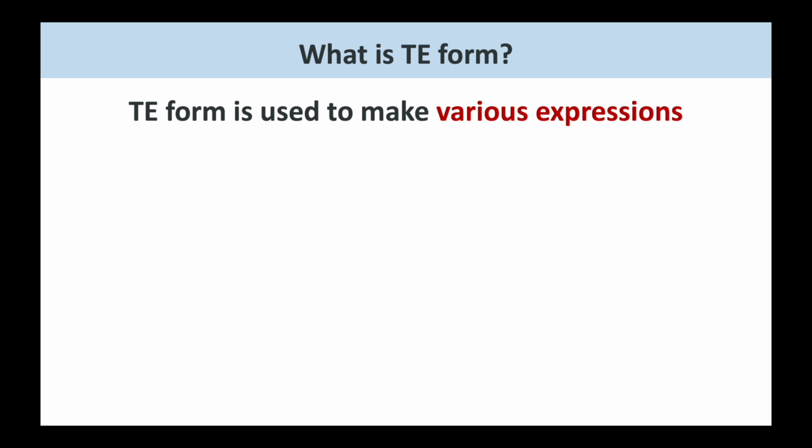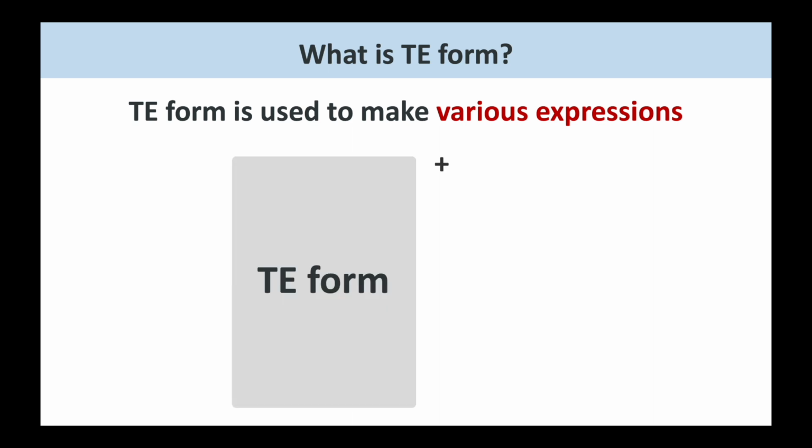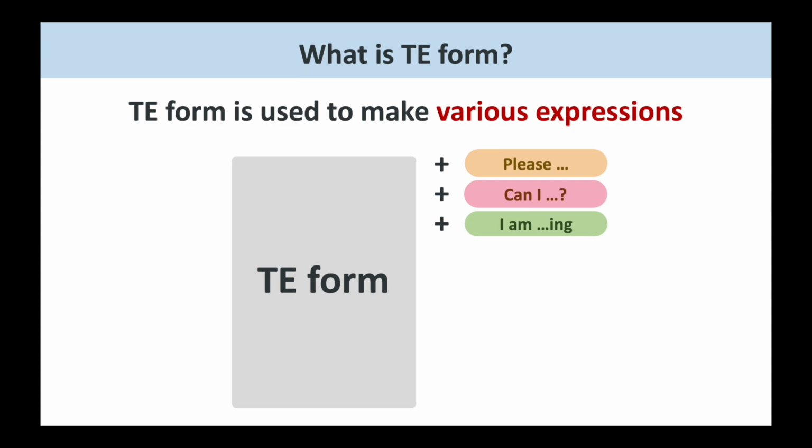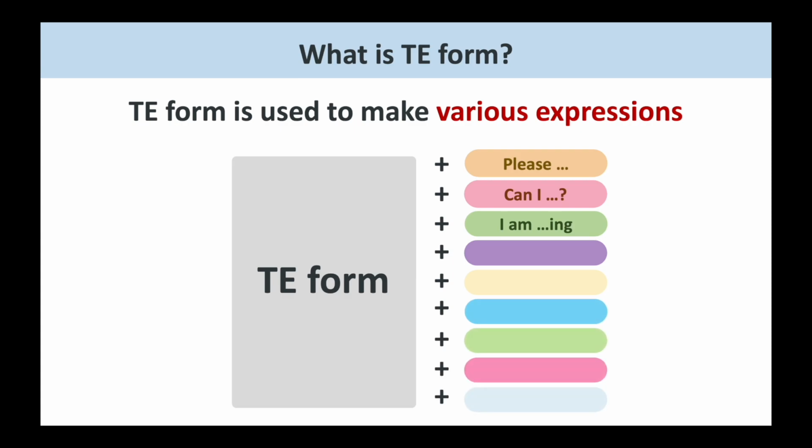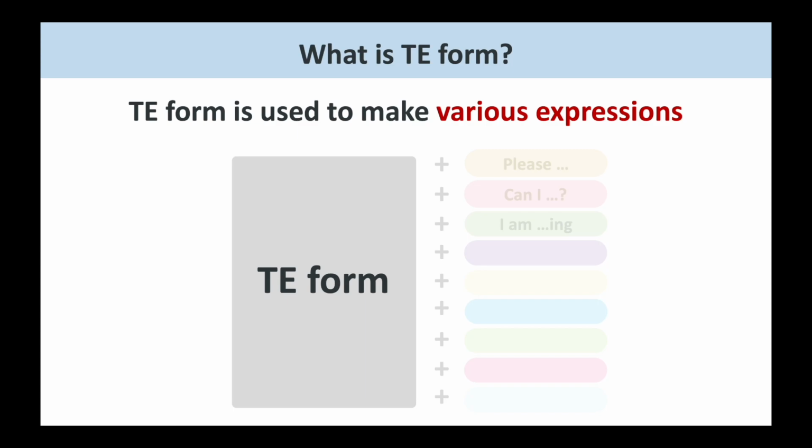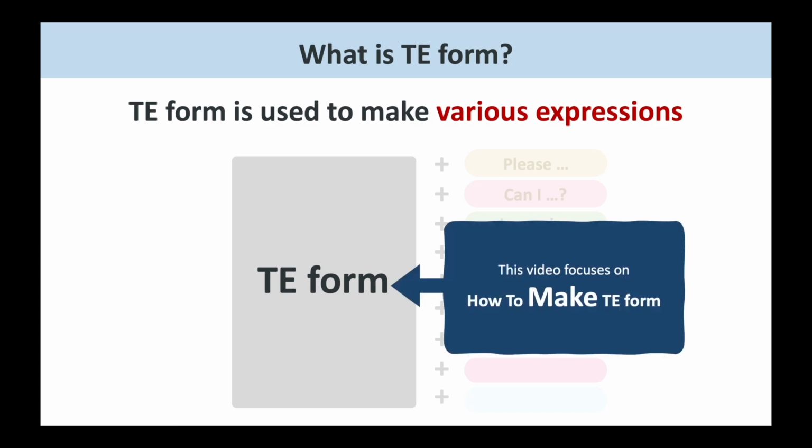For example, te form combined with a certain ending is used to make requests, like please do something. With another ending, we can ask for permissions like can I do something? And with another ending, we can say I am doing something right now. And there are a lot of expressions we can make using te form. Don't worry about learning these expressions for now. We'll focus on how to make te form in this video.